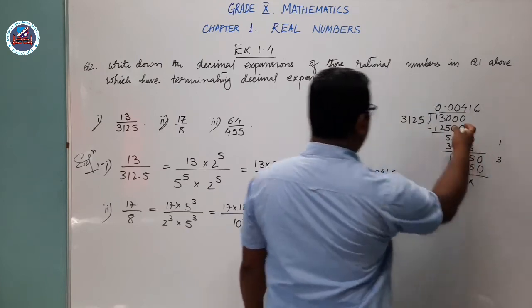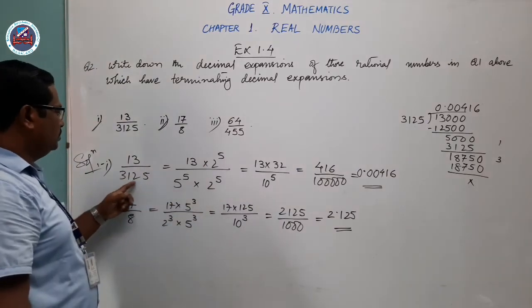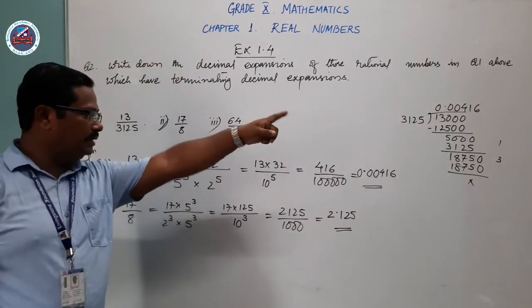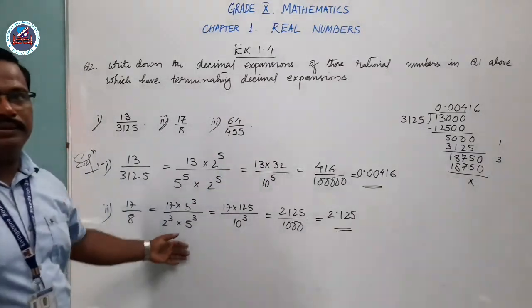So like this also you can do it. If you cannot write it down this way, 13 by 3125 equals, directly divide it and then you can write down the answer. Like this you can present it.